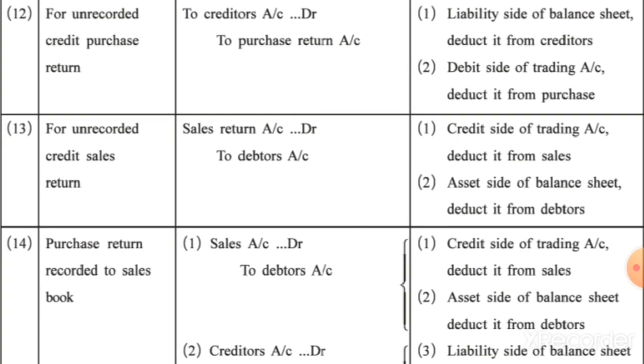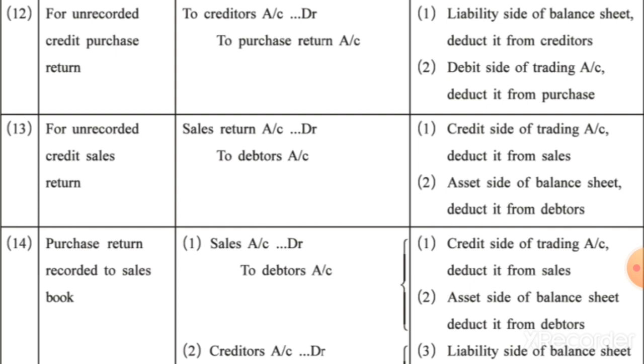Then afterwards the 14th one, that is purchase return recorded in sales book. It means a mistake has been made. Whatever the purchase return was, that should be recorded in the purchase book. Instead of recording it in the purchase book, you have recorded it by mistake in the sales book. So first you have to give the rectifying entry, and then after you have to give the correct entry. For rectification of the entry, that would be sales account debit to debtors account credit.